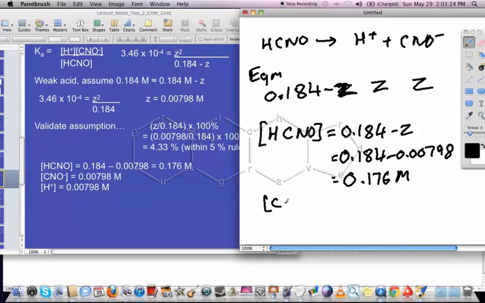The concentration of CNO minus and the concentration of H plus will both be the same, and that will be 0.00798 because they both equal Z. Alright, so that's how we handle that kind of problem.